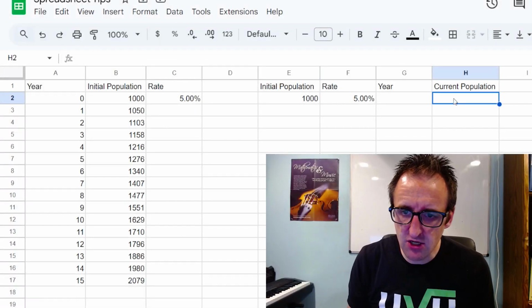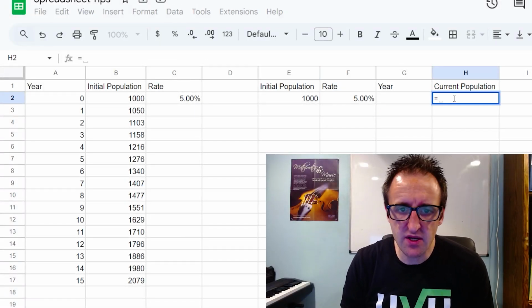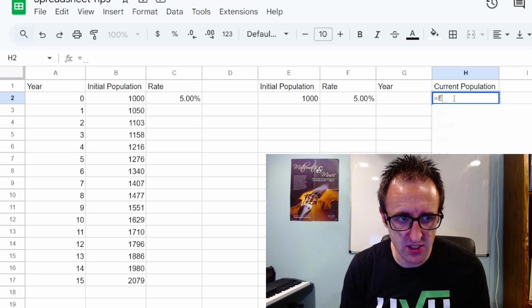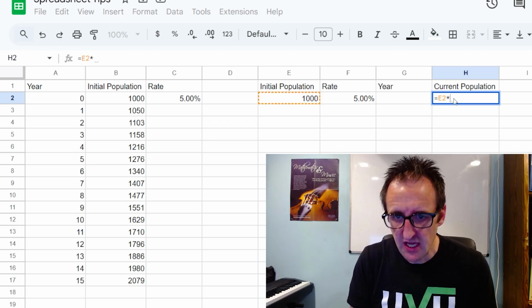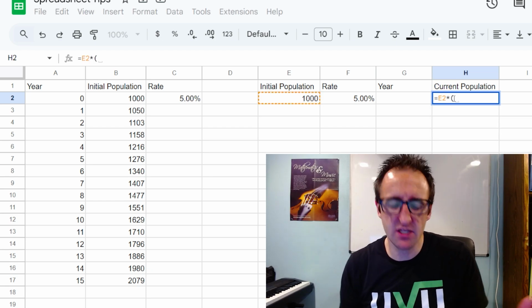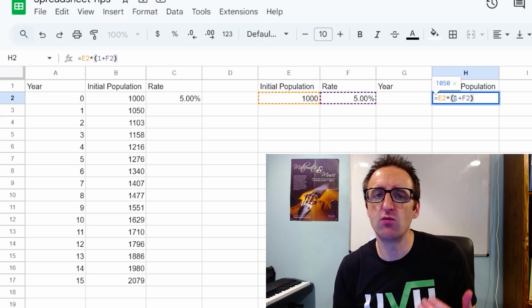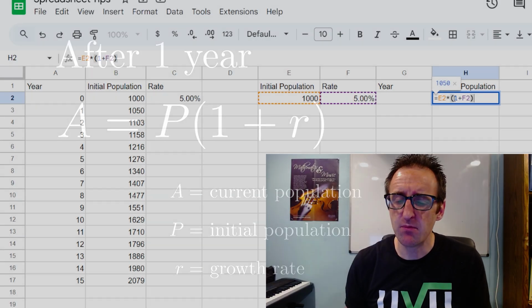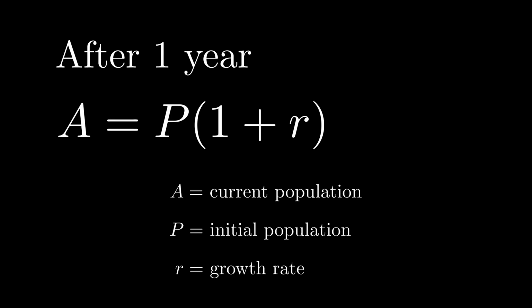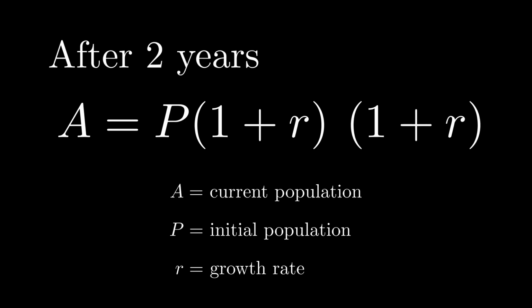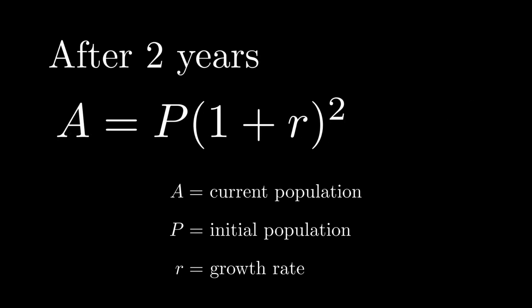So what this is going to do for this current population is it's going to take the initial population, which is in E2, 3 to its left. It's going to multiply by 1 plus the growth rate, so 1 plus F2. That would produce what the population would be after a year. But then it would take that population and multiply by 1 plus F2 again to get what the population would be after 2 years. And then it would take that value, multiply by 1 plus F2 a third time, to get what the population would be after 3 years. So each time I do this, I'm multiplying by an additional 1 plus rate.